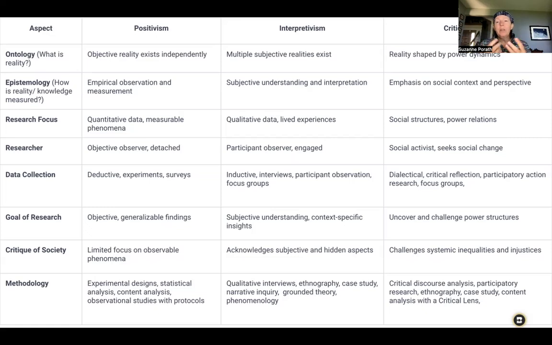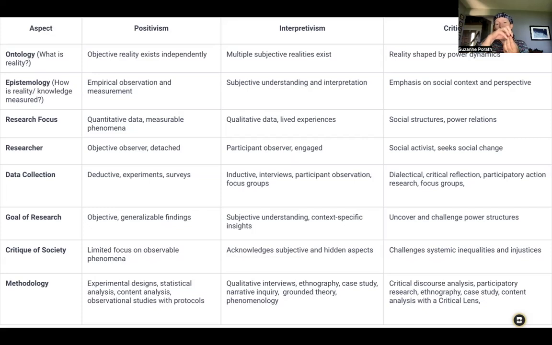Now, under critical theory, knowledge or reality is very much part of the social context. So it's not just an individual participant, but it's a participant within a context.